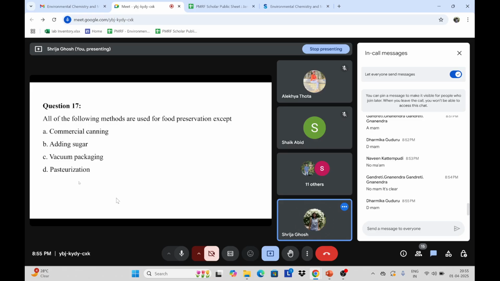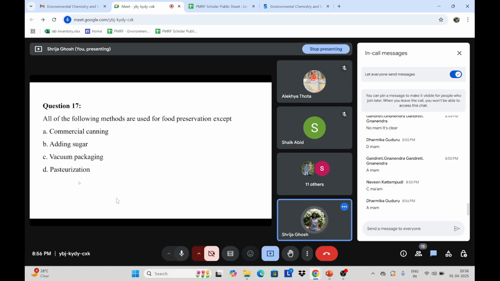Option D says pasteurization. Okay. You don't think pasteurization can preserve food? I explained what pasteurization is. Okay, I have another answer. Option A, commercial canning. So you don't think canning can actually preserve food? Anybody else? Option C. So all of you gave all the wrong answers. The actual correct answer is option B, adding sugar. Adding sugar is not a way to preserve food.